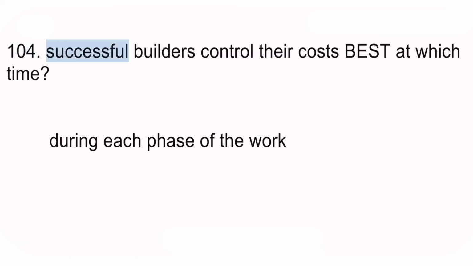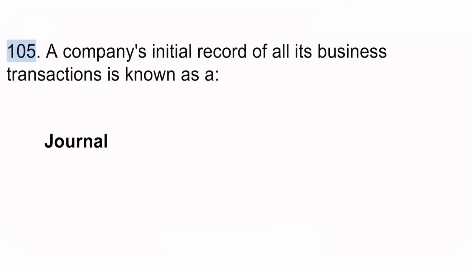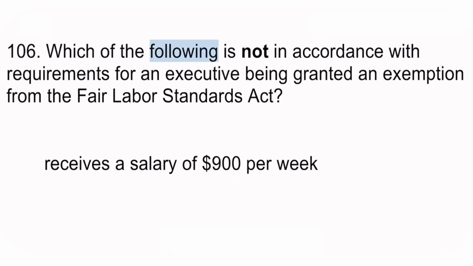104. Successful builders control their costs best at which time? During each phase of the work. 105. A company's initial record of all its business transactions is known as a journal. 106. Which of the following is not in accordance with requirements for an executive being granted an exemption from the Fair Labor Standards Act? Receives a salary of $900 per week.